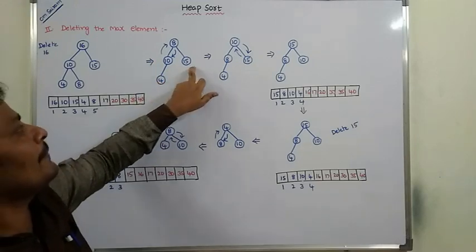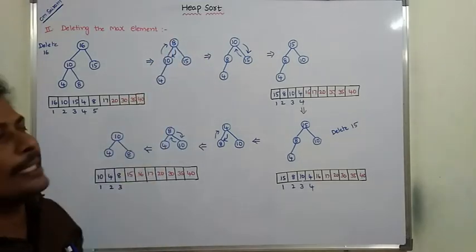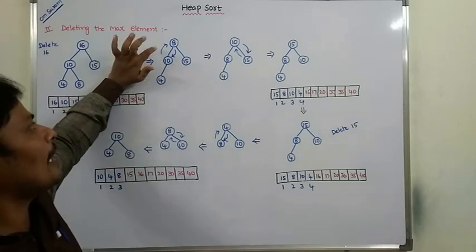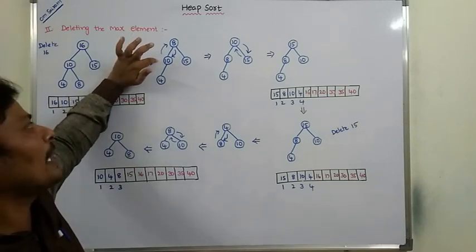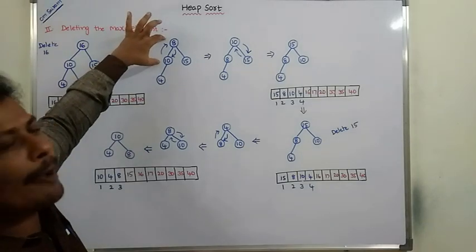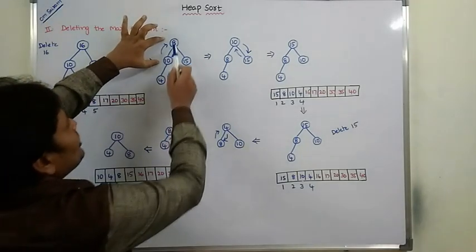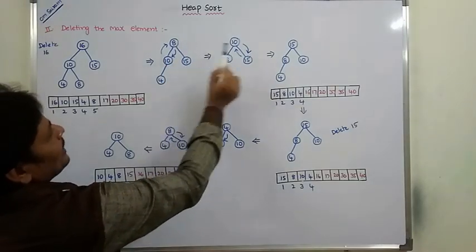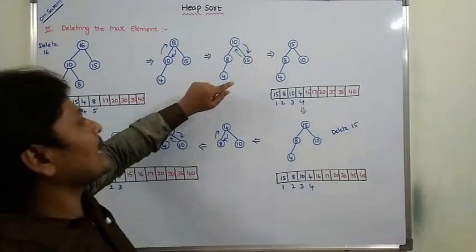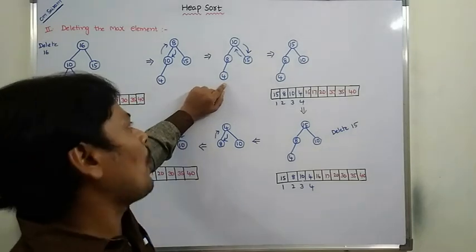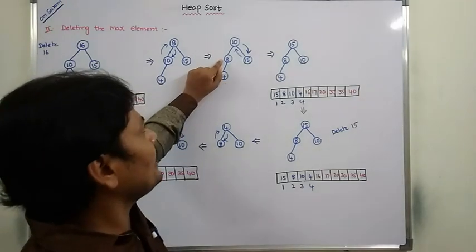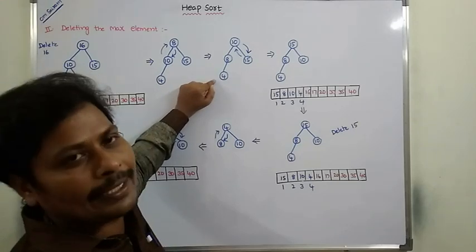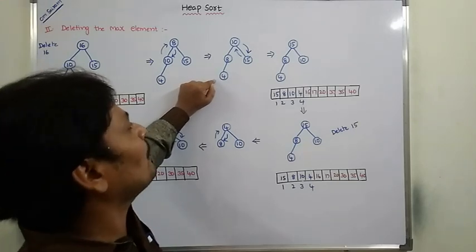Now 10 and 15 have the parent 8. So 8 is greater than 10. That is false. It does not satisfy the maximum heap property. So we have to swap these two elements. 8 goes to this place, 10 goes to this place. This is the maximum heap we are getting. Now 4's parent is 8. So 8 is greater than 4. Yes, it satisfies the maximum heap property.